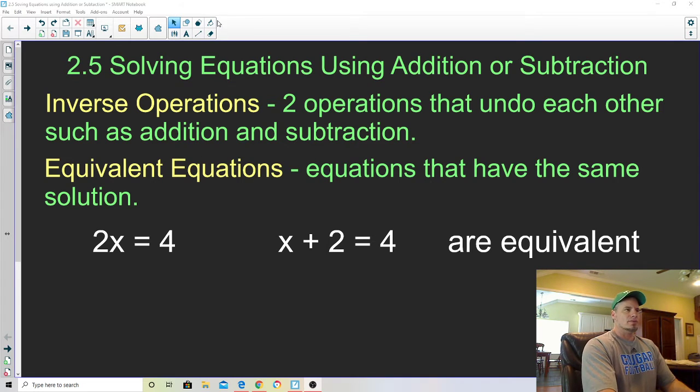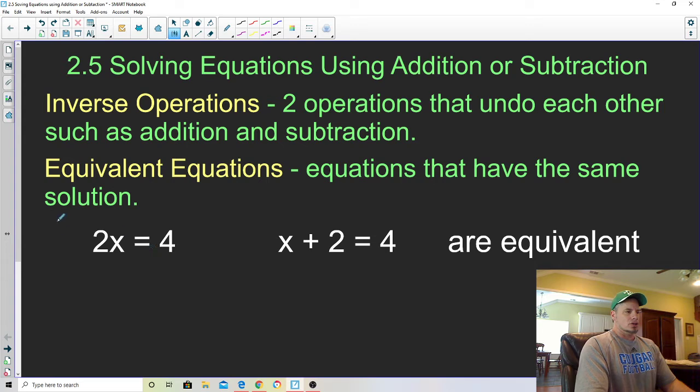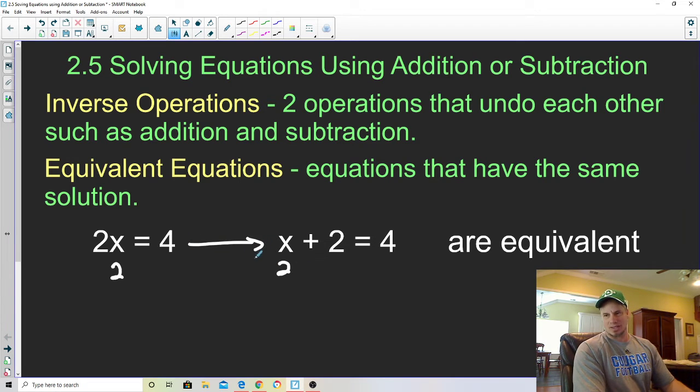The other thing is equivalent equations. What those really are is equations that have the same solution. So if we look at this one, you can do a little mental math here. 2 times what is 4? Well, it's definitely 2. Look at this one. It looks different, but x in this one, what plus 2 is 4? It's 2. These are equivalent equations because they have the same solution. And what we do when we solve equations, we create equivalent equations. So we change it up, but the solution stays the same in solving.